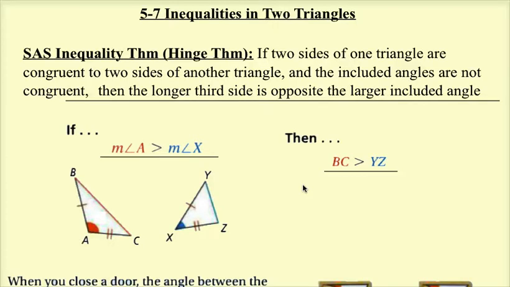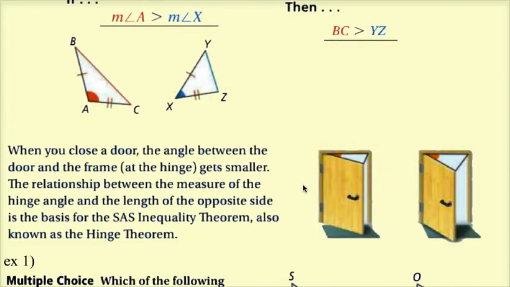Here's why it gets its nickname, the hinge theorem. When you close a door, the angle between the door and the frame, so this angle right here, at the hinge gets smaller. The relationship between the measure of the hinge angle and the length of the opposite side is the basis for this side-angle-side inequality theorem, also known as the hinge theorem. So as you close the door, the length that the door is away from the frame gets smaller. So if the door is open wider, this angle is bigger, then this side is going to be bigger right there.